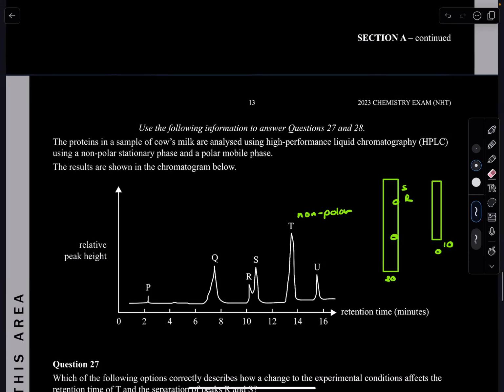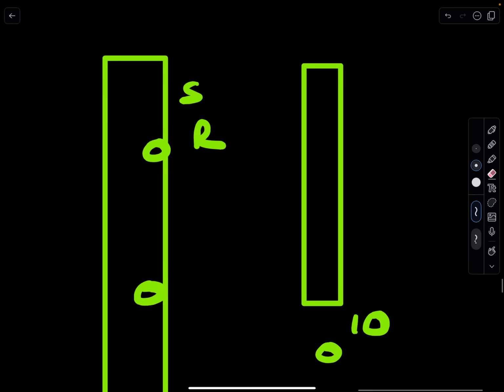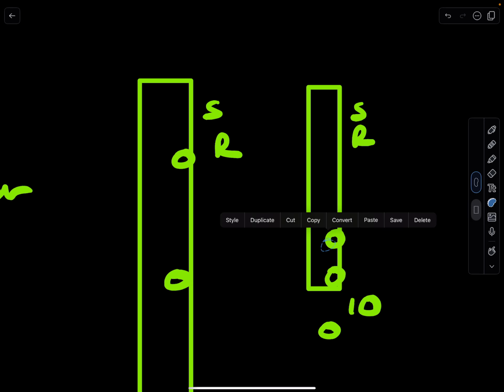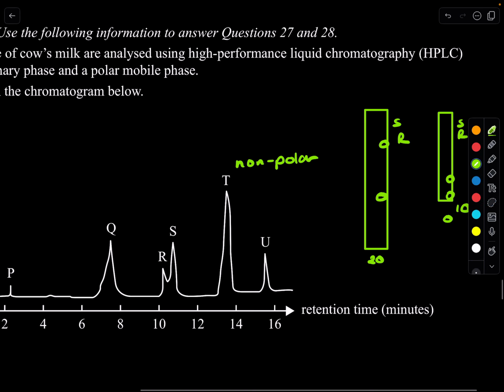Whereas if you look at it from the small column, they don't have a lot of time to be separated. Imagine this is your S, and this is your R. R is going down quicker, whereas S is also going down, but they don't have a lot of time where they're actually separated. Because the length is less, there isn't a lot of time where they'll be much more separated. Hence, it will likely decrease the separation.